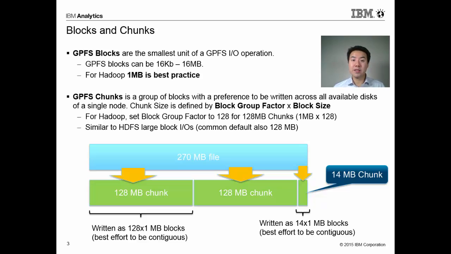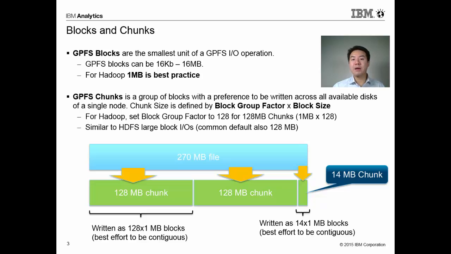And this is because GPFS has existed long before HDFS. So I want to call out that difference. GPFS blocks are typically 1 megabyte in size when it comes to Hadoop, but actually can range between 16 kilobits and 16 megabytes. Now in big data, we want to deal with larger block sizes. So to align with Hadoop and HDFS principles, the term GPFS chunk was invented, and a chunk is simply a group of blocks with a preference to be written across all available disks in a single node.